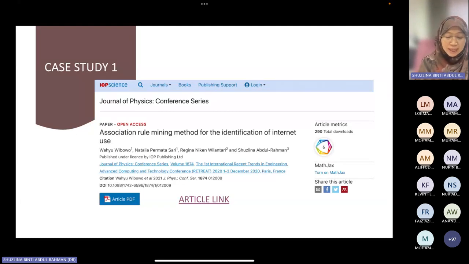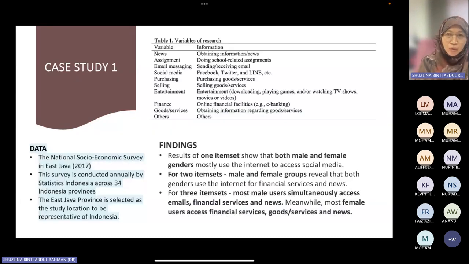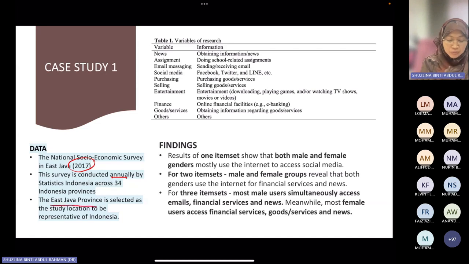So basically in this case study, we make use of the data from the National Socio-Economic Survey in East Java 2017. This survey is conducted annually by Statistics Indonesia across 34 Indonesian provinces, and they selected East Java province as the study location to represent Indonesia. These are the variables of research, all the items being analyzed, and these are the details of those variables.